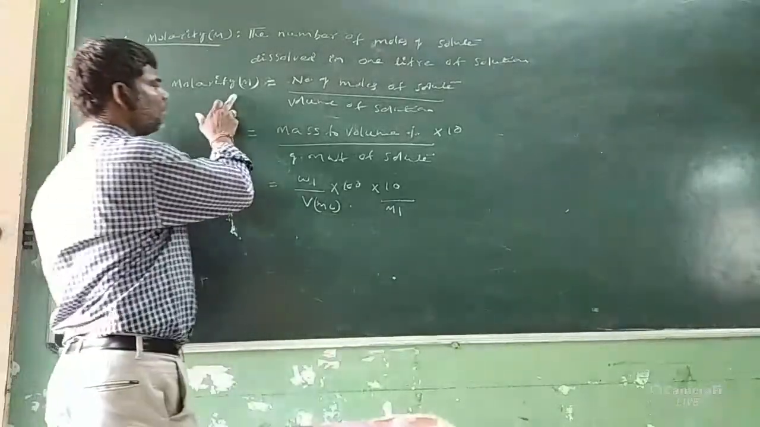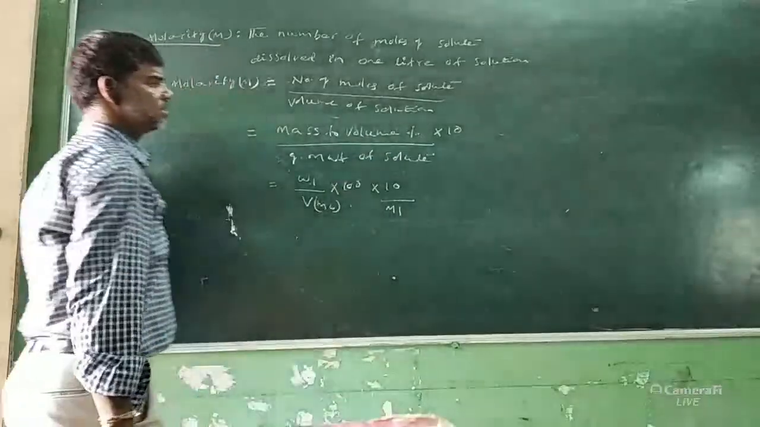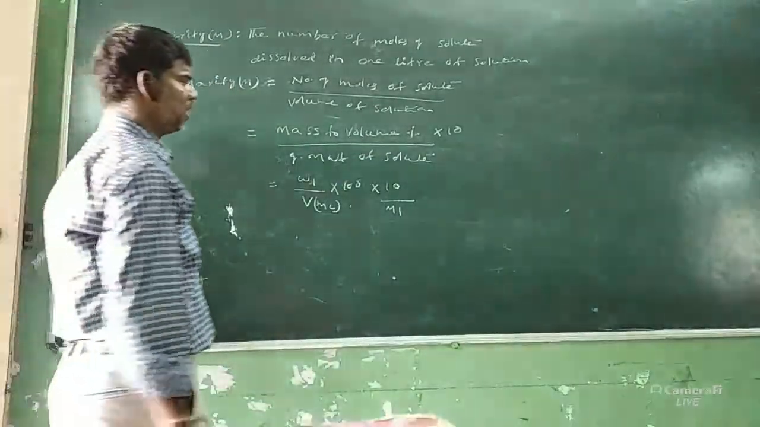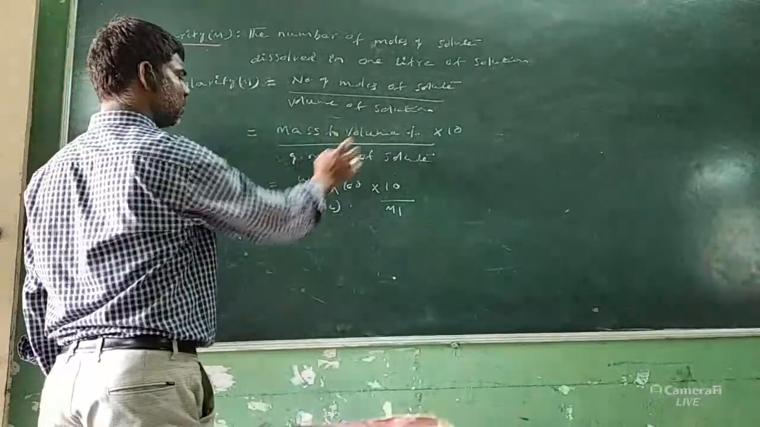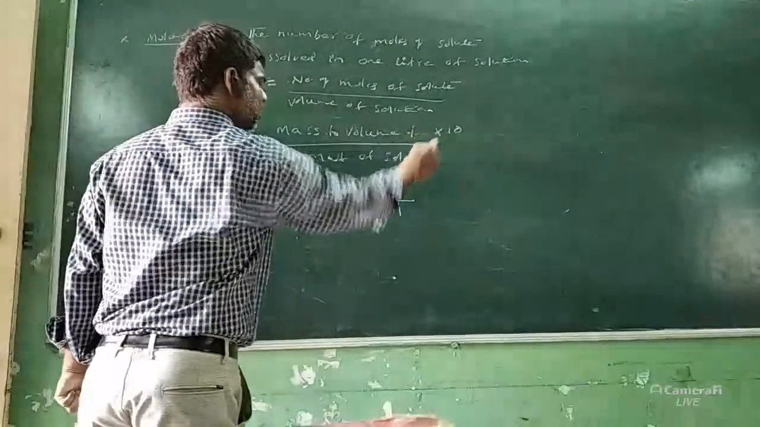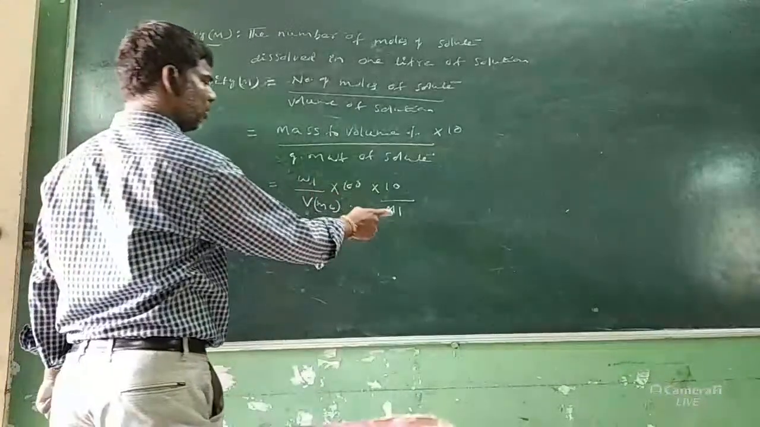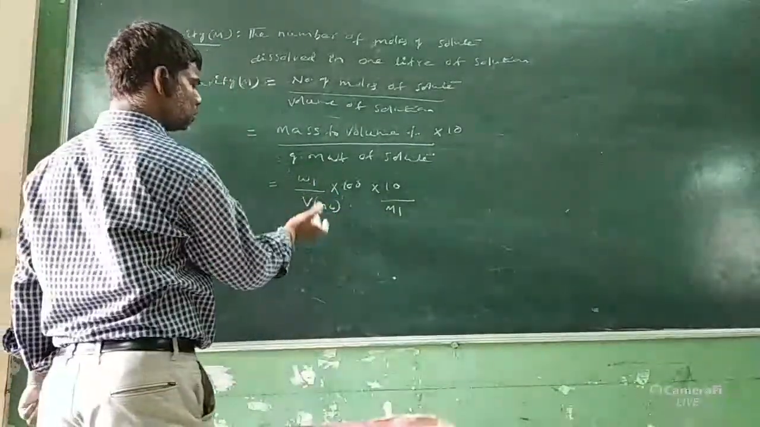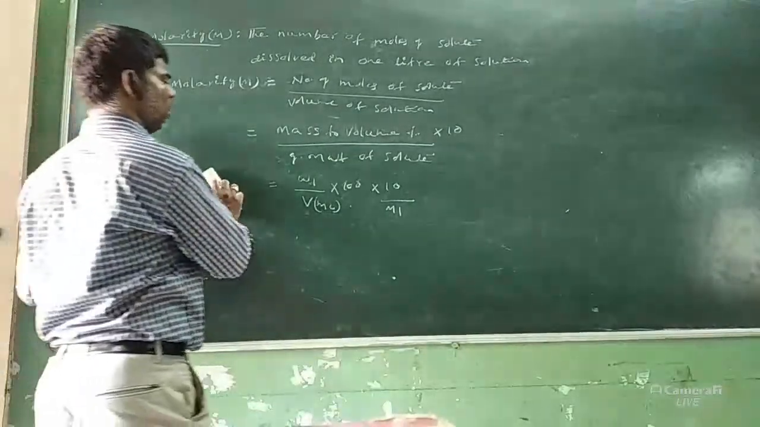So the molarity we can calculate by using the formula mass to volume percentage into 10 by gram molecular weight of solute. That is, W1 by V into 100 and into 10 by gram molecular weight of the solute. W1 by M1 is the number of moles, so number of moles to volume we have. It is one more formula to calculate molarity.